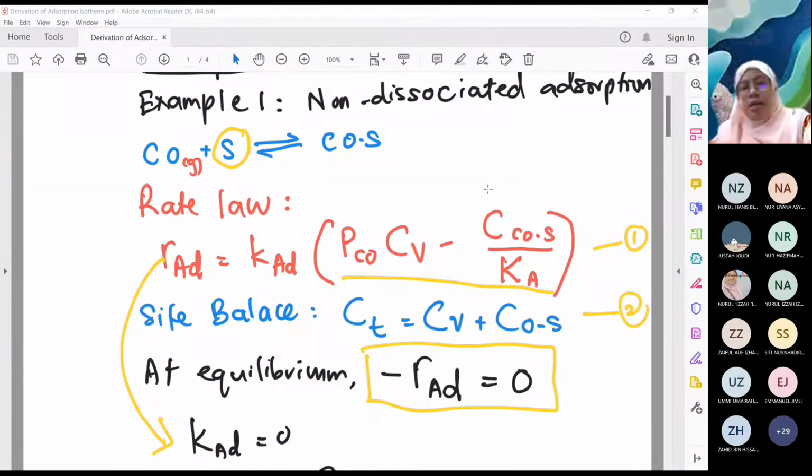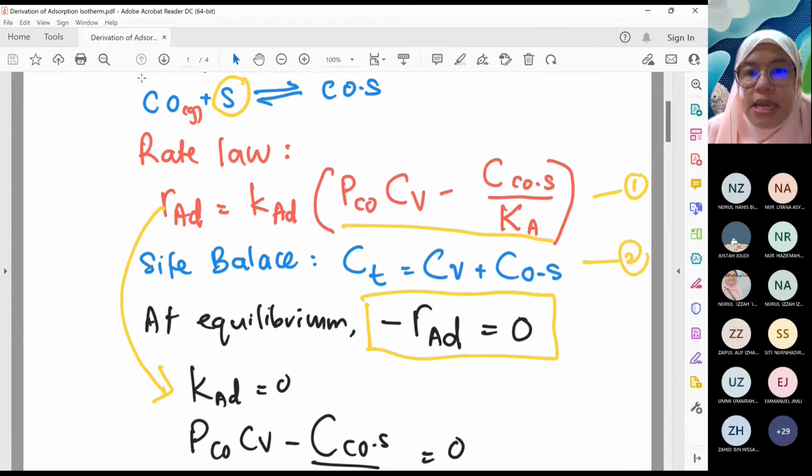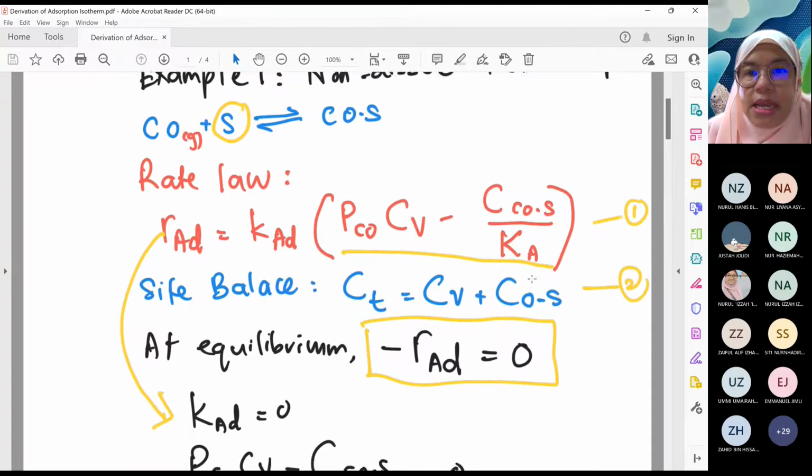Nampak, doktor. Okay. So, the same reaction, tapi ini saya tunjuk lagi clear, step by step, compared to the slide tadi. Nanti saya sharekan juga file ni dalam Microsoft Teams. So you boleh nampak step by step on how to derive the adsorption isotherm. Site balance, sama je dengan yang tadi, cuma ini lagi details. Site balance, CT equal to CV plus CCO·S, based on this stoichiometry equation.